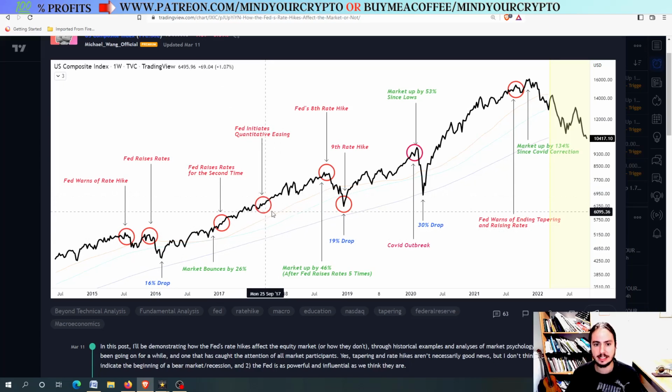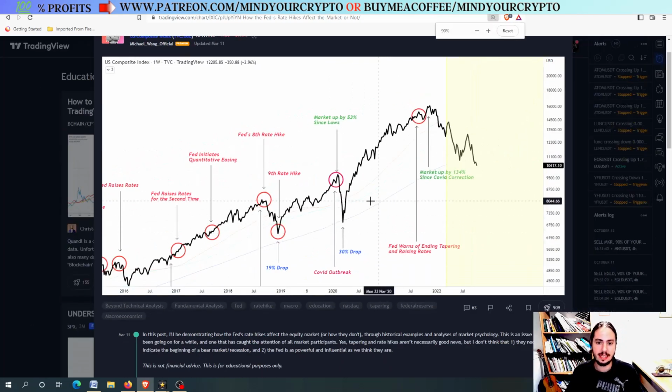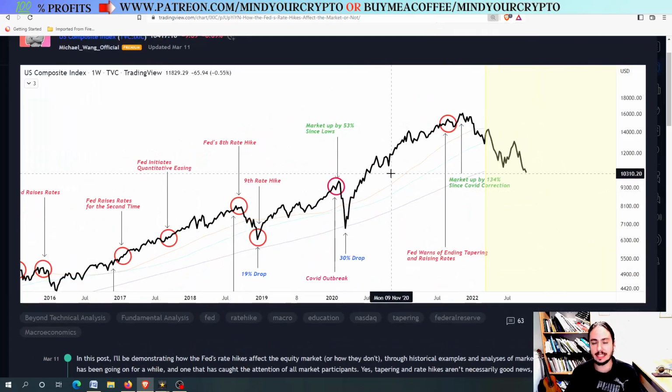Fed initiates quantitative easing. Fed 8th rate hike, and then we fall down. 9th rate hike, and then we go upwards. Okay, so you can see that whenever we have these, for example, the Fed rate hikes, it is not necessarily the case that we are going down. It isn't simply telling us that, because it is a more complex system.